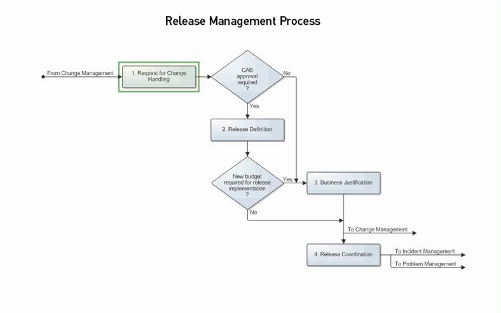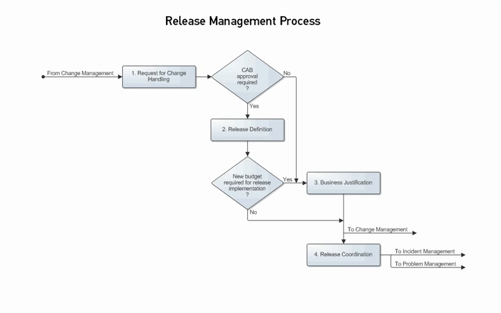The first procedure is request for change handling. Here, the release coordinator reviews any change requests that were passed to the release management process by the change management process since the last change handling review. The purpose of the review is to understand the nature of each change request and to ensure that the change request meets the release management criteria. Only non-standard change requests are eligible for handling by the release management process. Other criteria can also apply, depending on the nature of the change request.